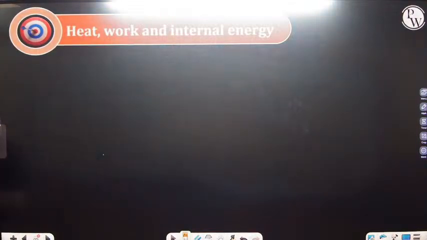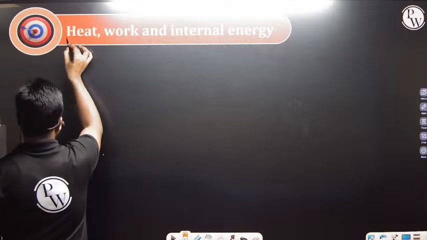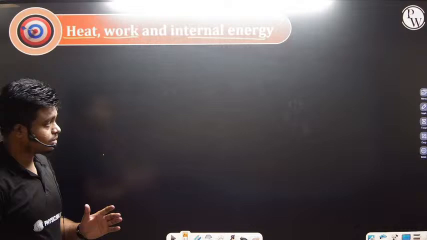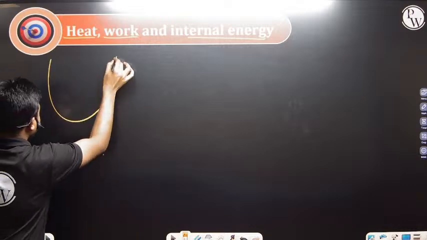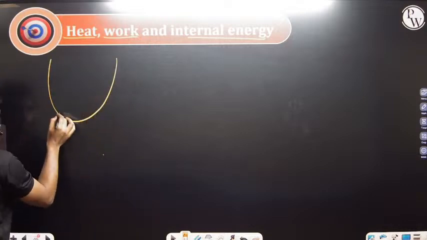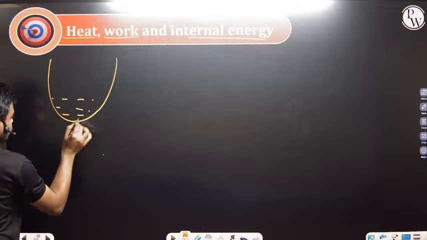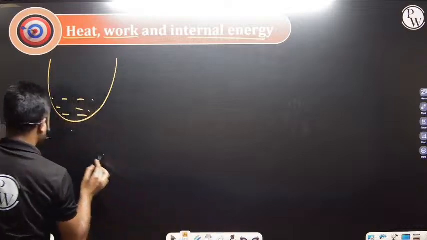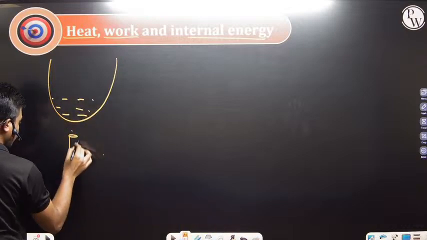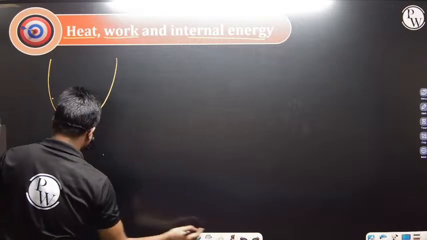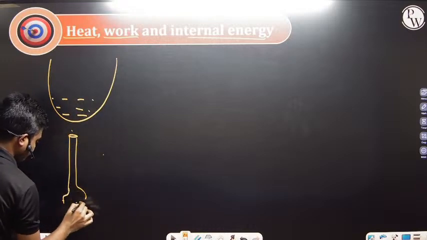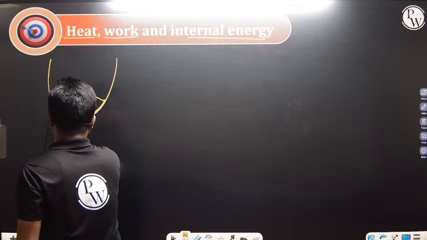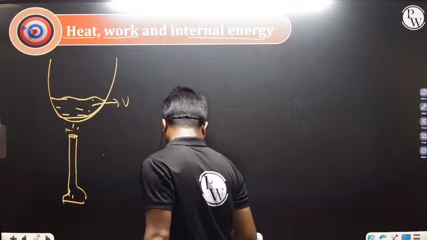So if we talk about the thermodynamics, we have different processes like heat, work, and internal energy. So what is heat? Suppose, for example, there is one beaker, and in the beaker we have some amount of gas, and we are heating this with a burner. Let's say initially it is having some volume V. So on heating this, what will happen?